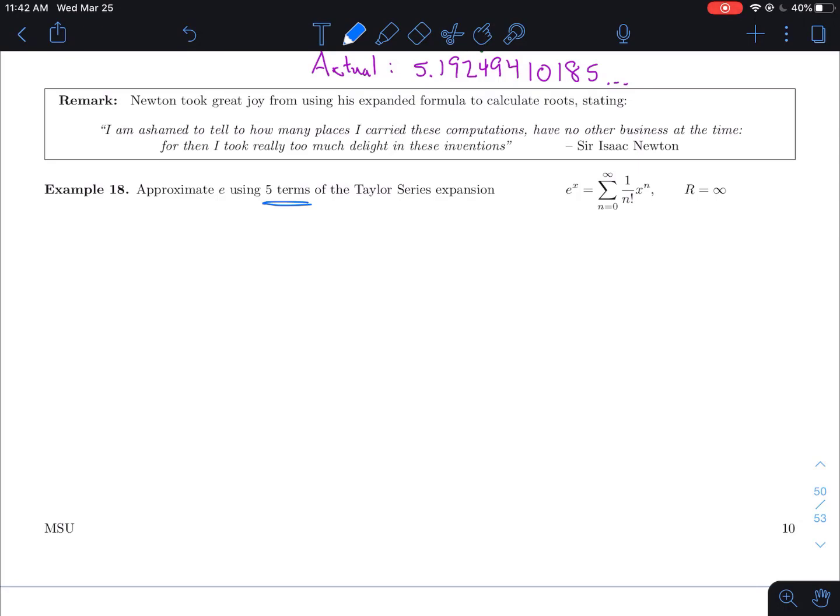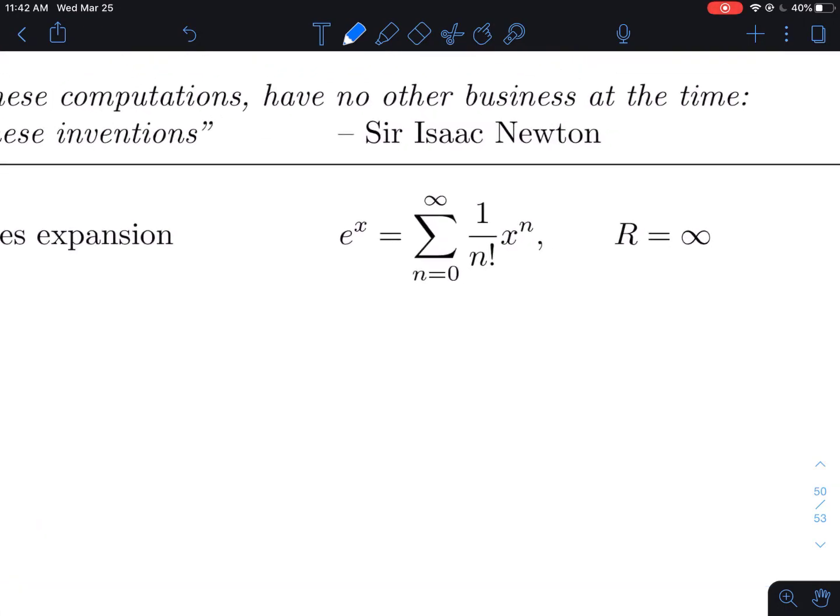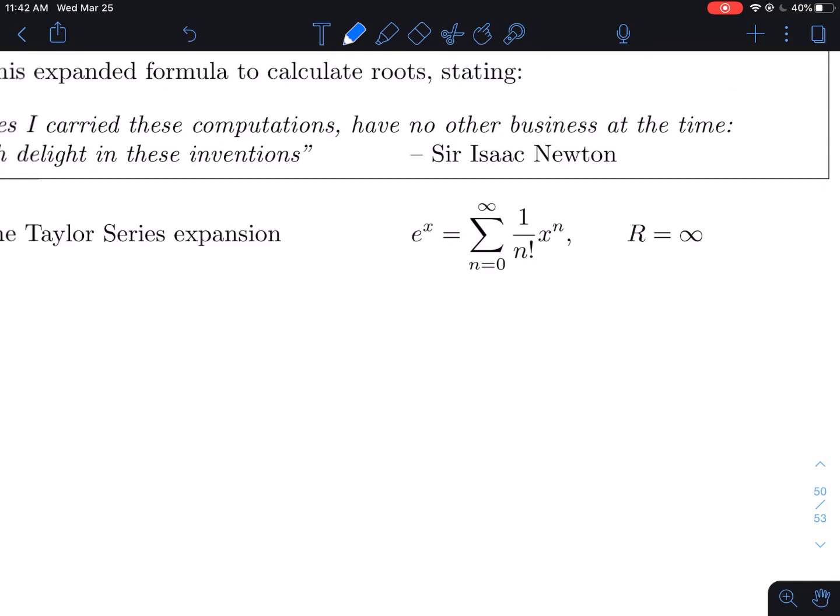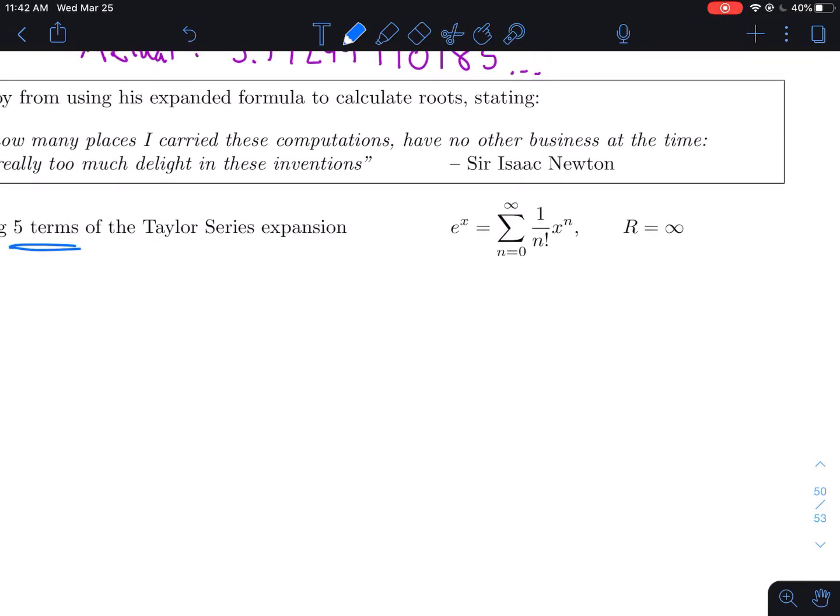And I'd like you to approximate e. So notice that you should probably be plugging in 1 for x. So please pause the video, give this one a go on your own, and then resume when you're ready to see the answer.